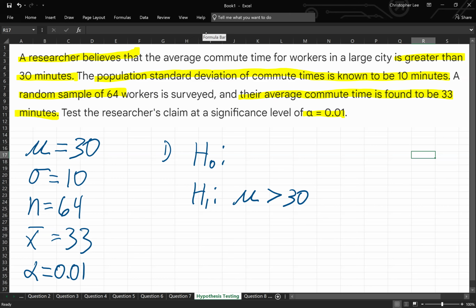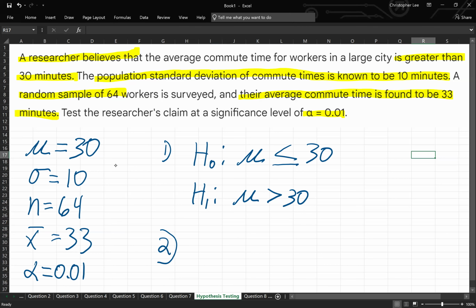The null hypothesis is always the opposite of the alternative hypothesis, but equal to. The opposite, but equal to, right? So this is going to be what? Mu, instead of greater than, less than or equal to 30. Did that make sense? This is step 1. All right, so that's step 1.